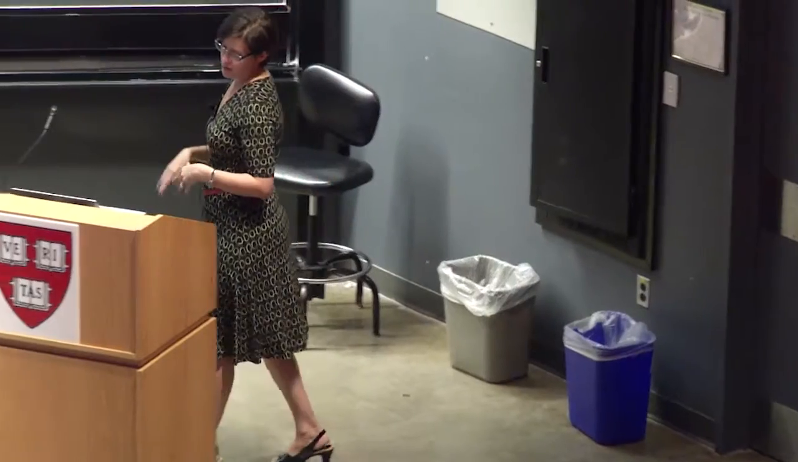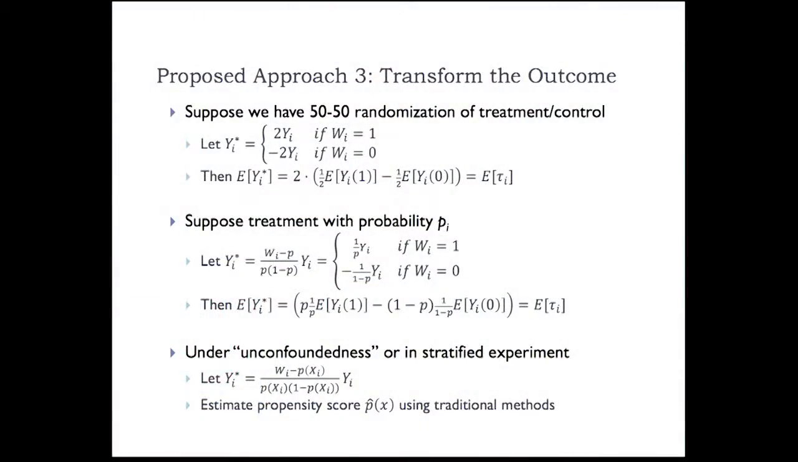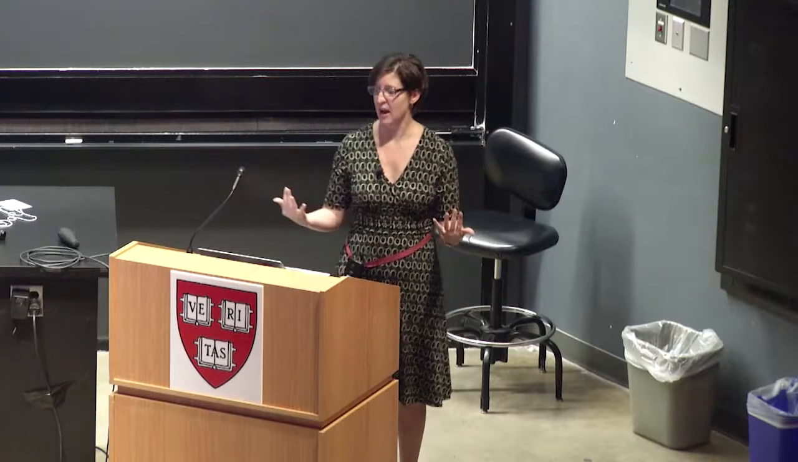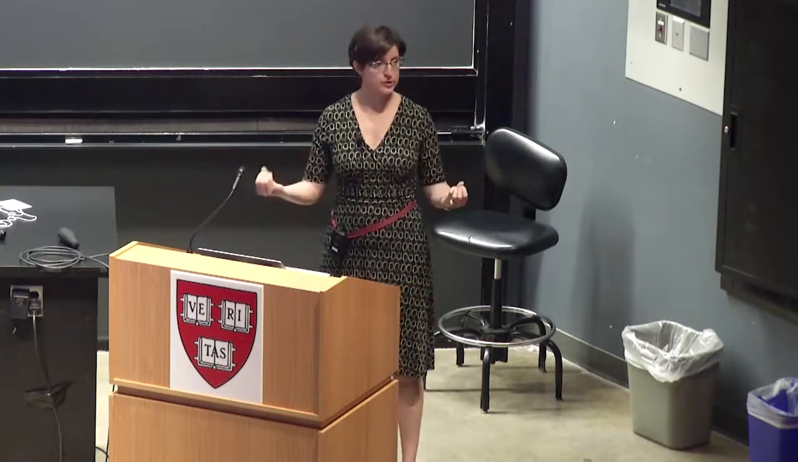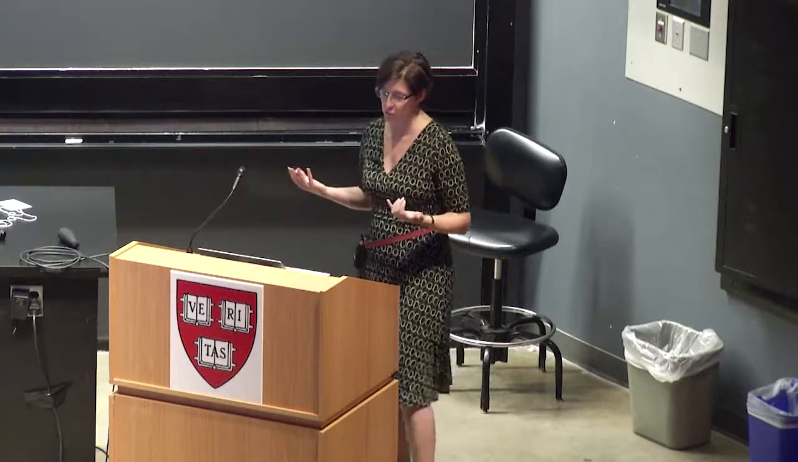To see that, I've done the algebra here on the second line of notation. If I think about what's the expectation of this yi star, well, half the people are going to get 2 times their outcome, half the people are going to get minus 2 times their outcome. I average them up, and I get the average treatment effect. So that works, and so we're going to first say, well, let's try that and see what happens, but then see how we can improve on it, because it's a super high variance approach. And of course, there's nothing special about the 2.